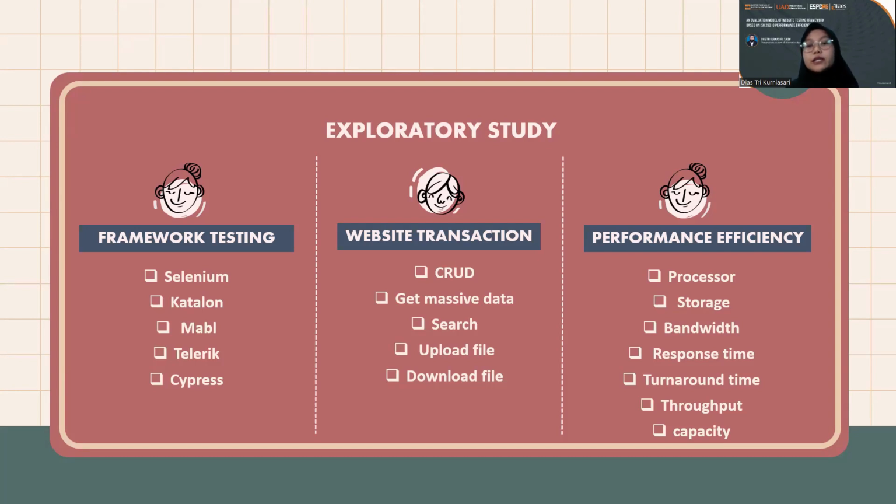And for performance efficiency, we use 7 factors from capacity, time behavior, and resource utilization, such as processor, storage, and bandwidth, with components of response time, turnaround time, and throughput, which are components of time behavior, and the last is capacity.